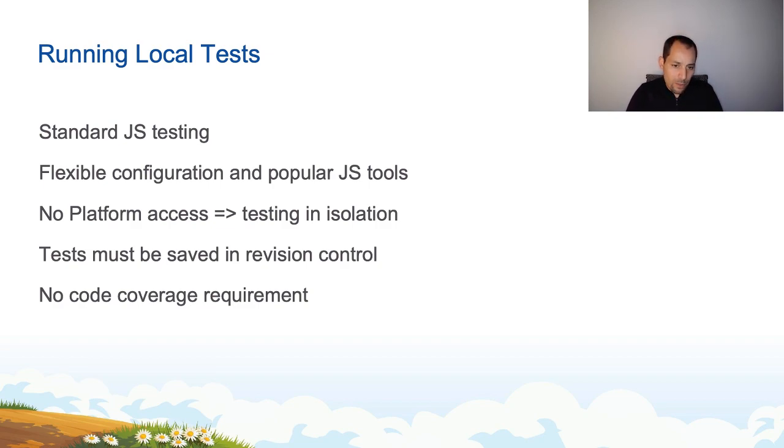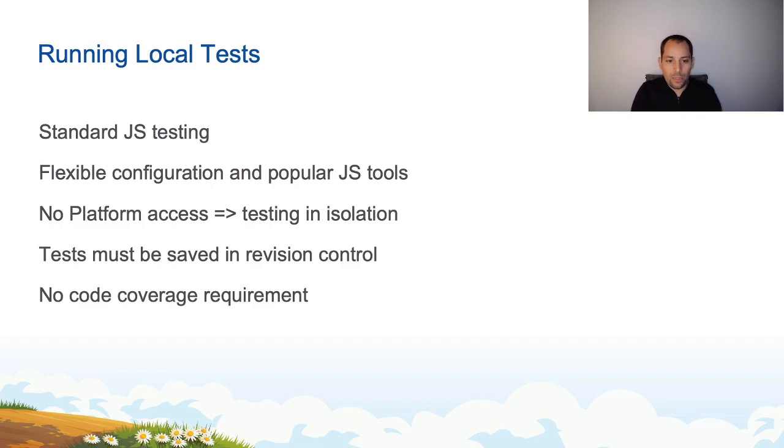Now, there are also a certain number of things you need to take into consideration. Because we do not have platform access and because we're running the tests on our local machine, we have to handle the revision control for tests. So we have to save our tests in some sort of revision control system, whether it is Git, Subversion or any other system, it doesn't matter.